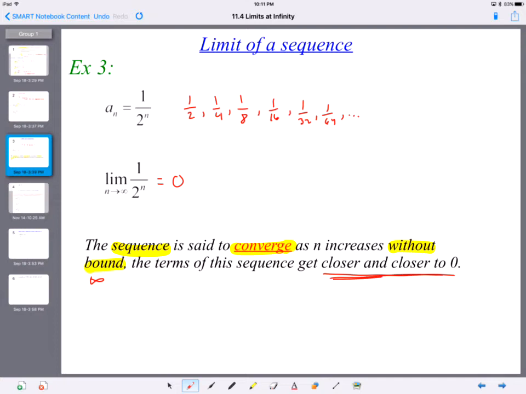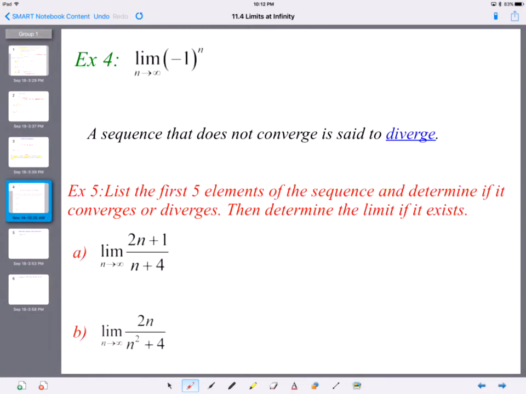Now, this is talking about this particular example. So the sequence can get closer and closer to a different number, but it's that limit that we're looking at. Okay? So as it increases without bound, which means going to infinity, it's going to converge. It's going to get closer and closer to that value of 0, which sounds exactly like a limit.